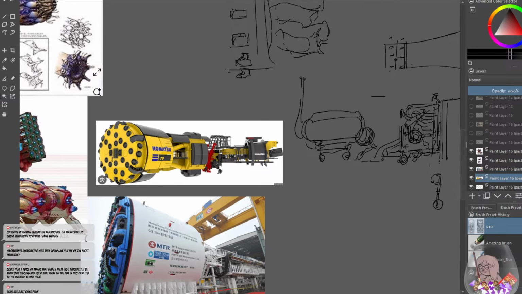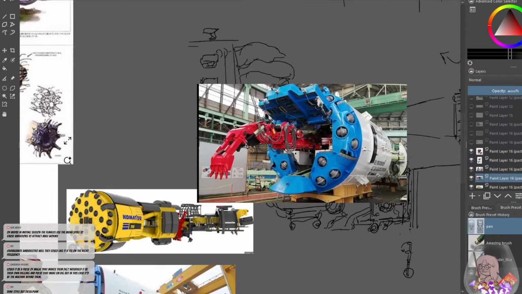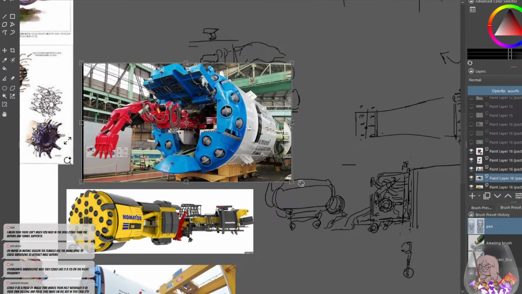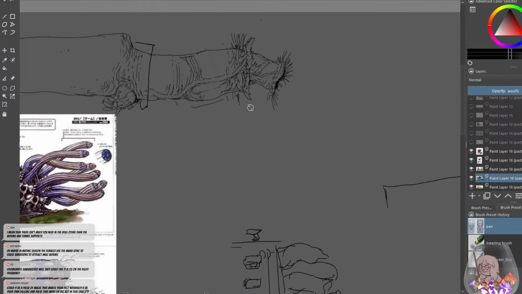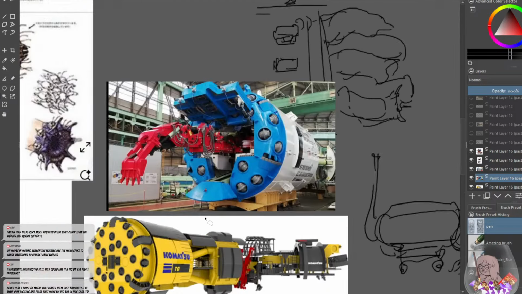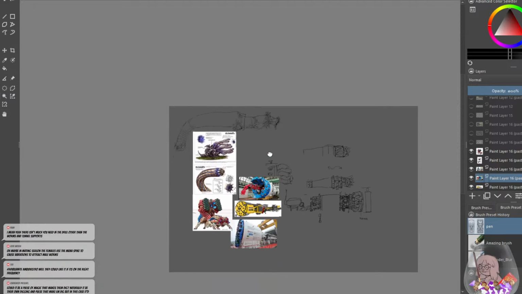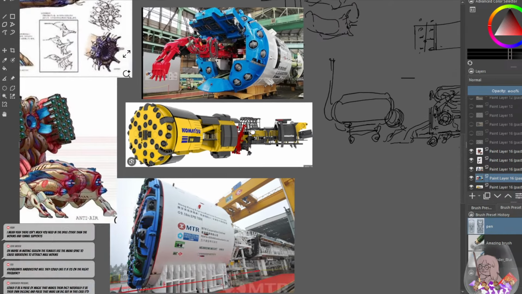Also, I just found this as well. Coincidentally, I don't know how we managed this, but there's a drill that has an arm coming out of it, which kind of looks like the worm we've designed. So I could fake it and say, "Oh yeah, we totally took inspiration from this for the creature," and that's why it has a weird tongue arm coming out. It's because a drill has a tongue arm coming out. But yeah, this looks really cool.